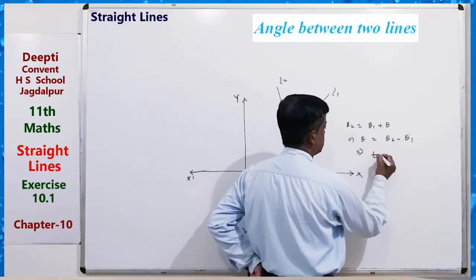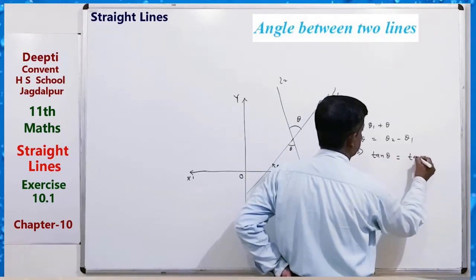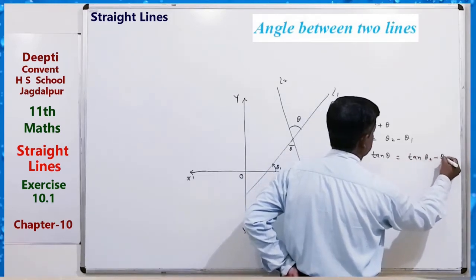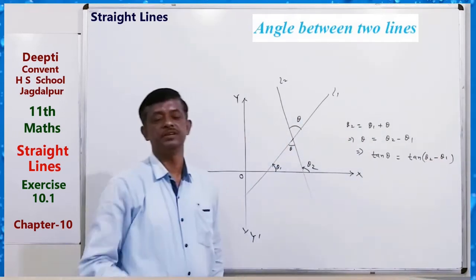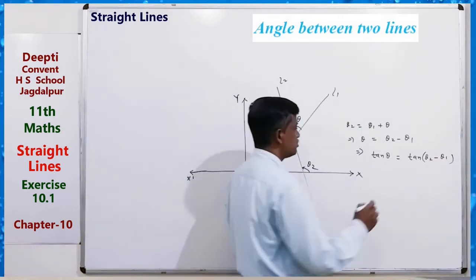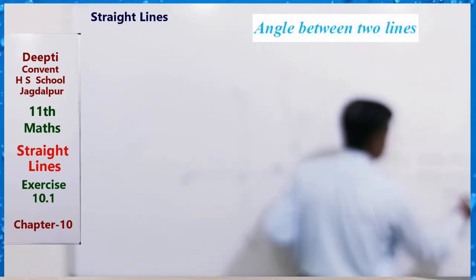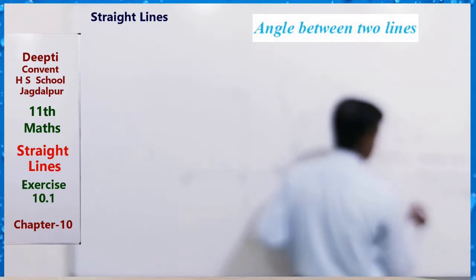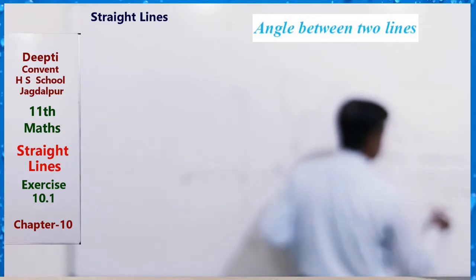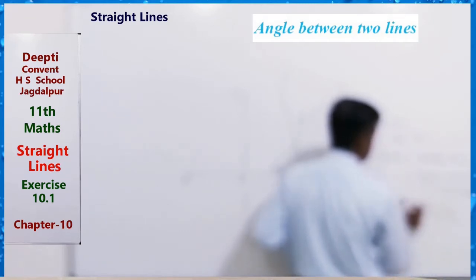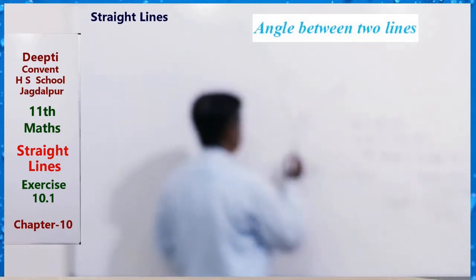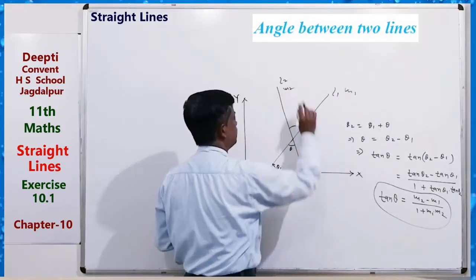So here just take tan theta equals tan of theta 2 minus theta 1. Tan A minus B from trigonometry. Tan A minus B is equal to what? Tan theta 2 minus tan theta 1 upon 1 plus tan theta 1 into tan theta 2. So m2 minus m1 upon 1 plus m1 m2. Tan theta equals to this. So this is our formula. Its slope is m1, its slope is m2.